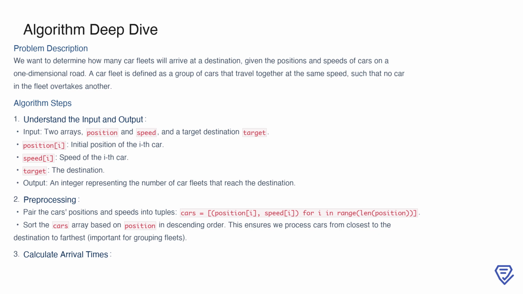The input for the problem includes two arrays: position, which tells us the starting position of each car, and speed, which gives the speed of each car.